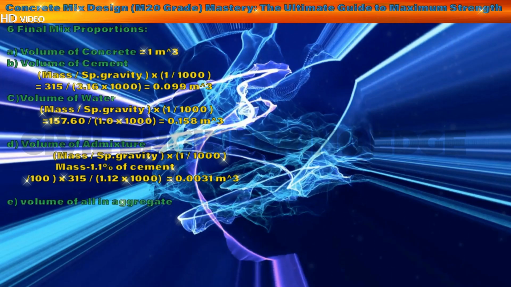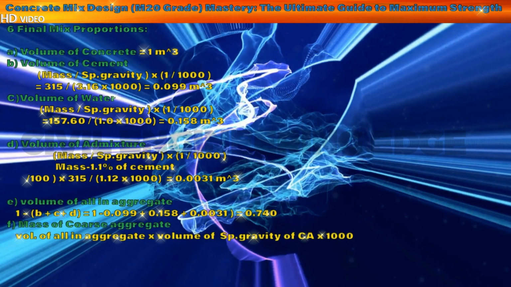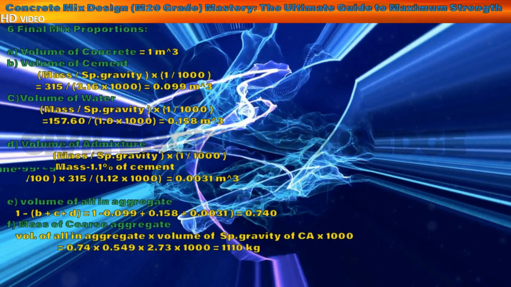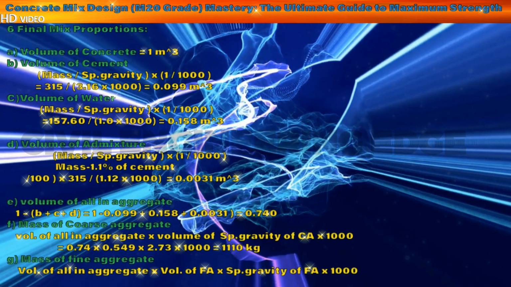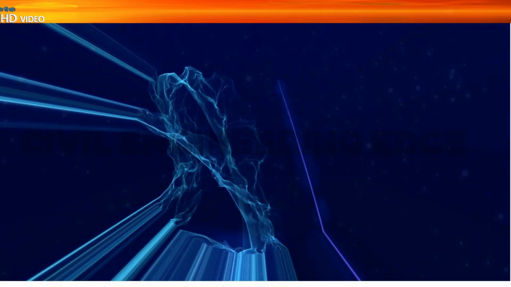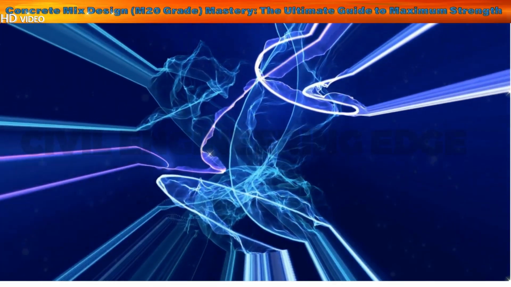F. Mass of coarse aggregate, volume of all-in aggregate into volume of coarse aggregate into specific gravity of coarse aggregate into 1,000, equals 0.74 into 0.549 into 2.73 into 1,000, equal to 1,110 kilogram. G. Mass of fine aggregate, volume of all-in aggregate into volume of fine aggregate into specific gravity of fine aggregate into 1,000, 0.74 into 0.451 into 2.46 into 1,000, equal to 821 kilogram.